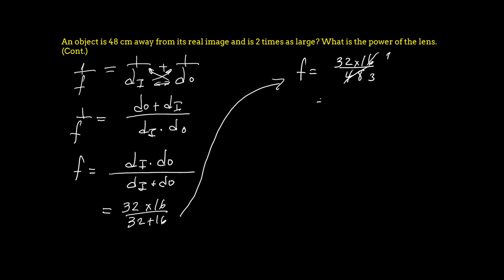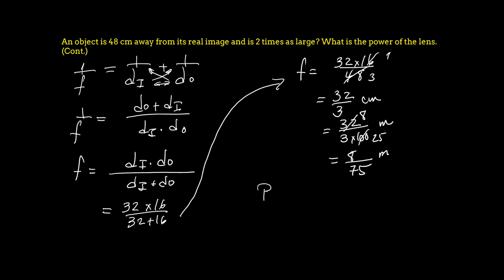This simplifies to 32 over 3 centimeters. To go to meters, divide by 100. So 3 times 100. And now the 32 and the 100 simplify a little bit, divide by 4. So that'll be 8 over 75 meters. That's the focal length. So again, it's roughly 11 centimeters.